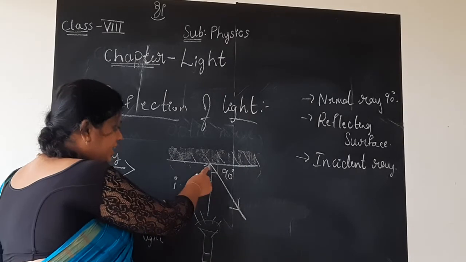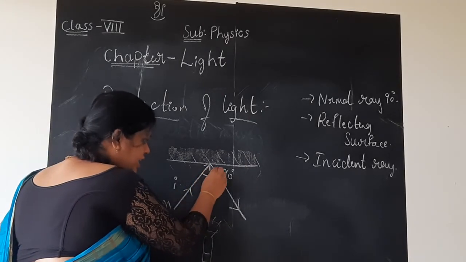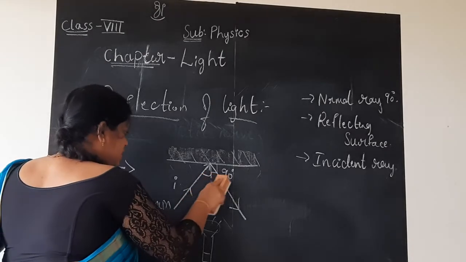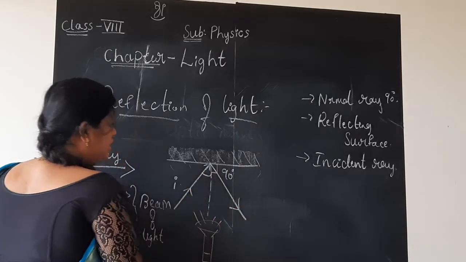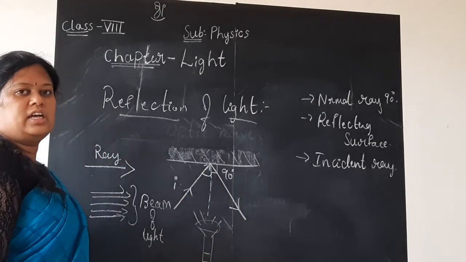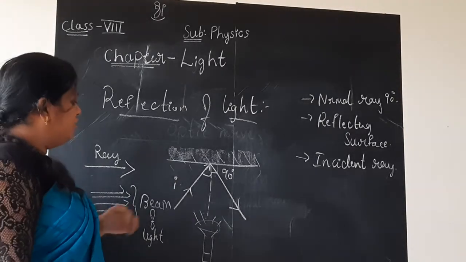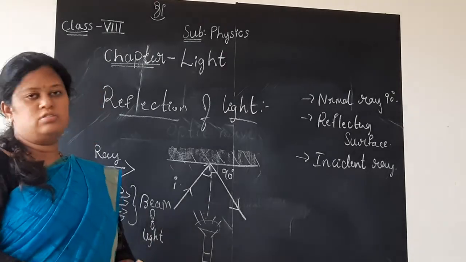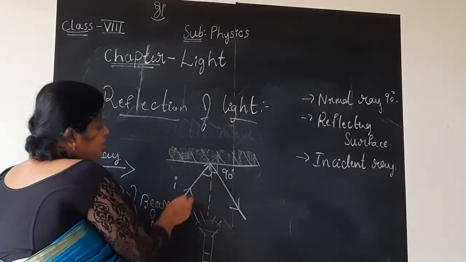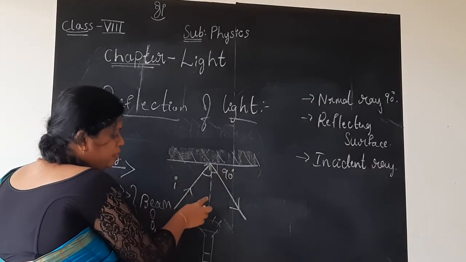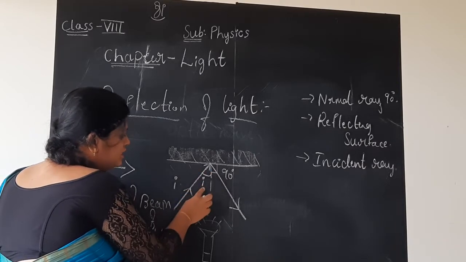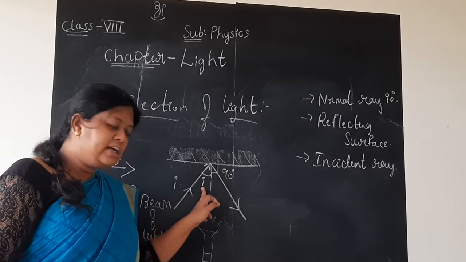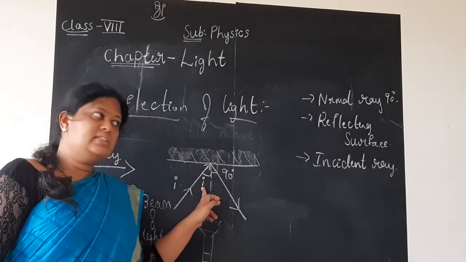This incident ray will make an angle with the normal. Usually, children, we represent the normal by dotted lines like this. We represent it with the help of a dotted line just to differentiate it from the incident and the reflected light. If you draw a continuous line also, it's not a problem. So, this incident ray is making an angle of incidence i with the normal. Angle i is the angle of incidence.